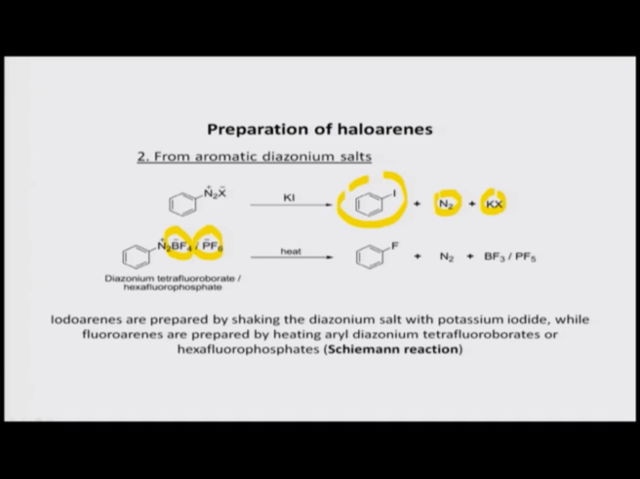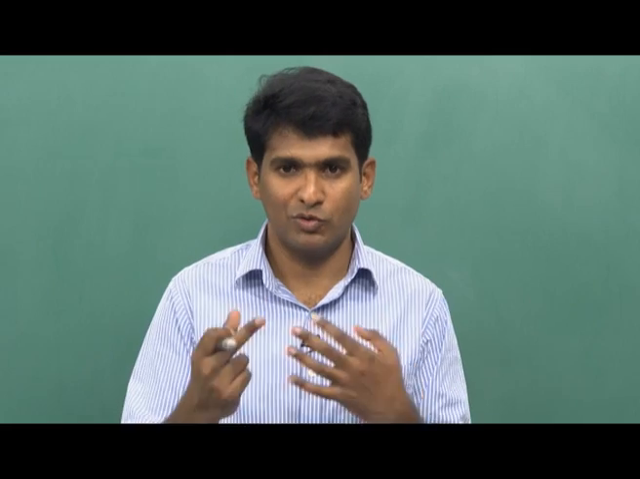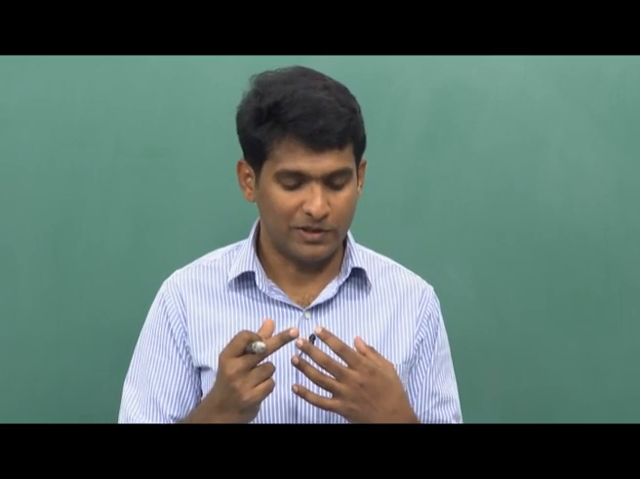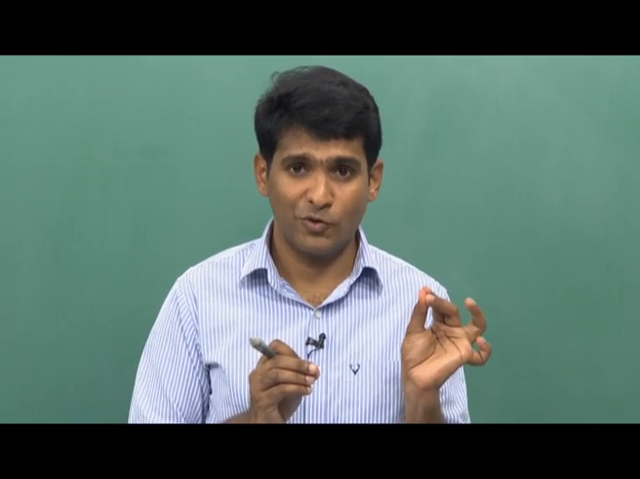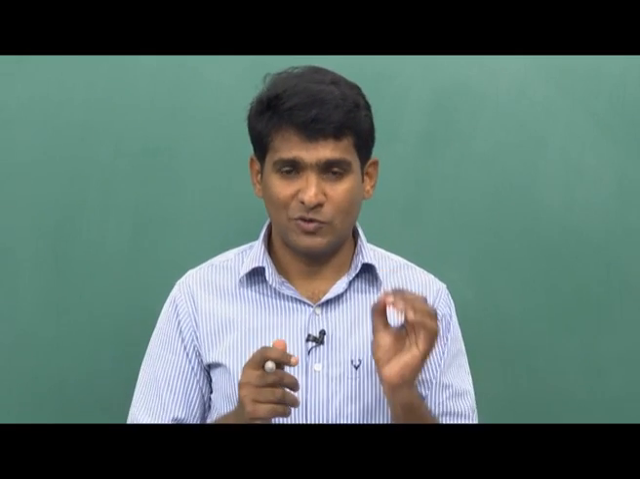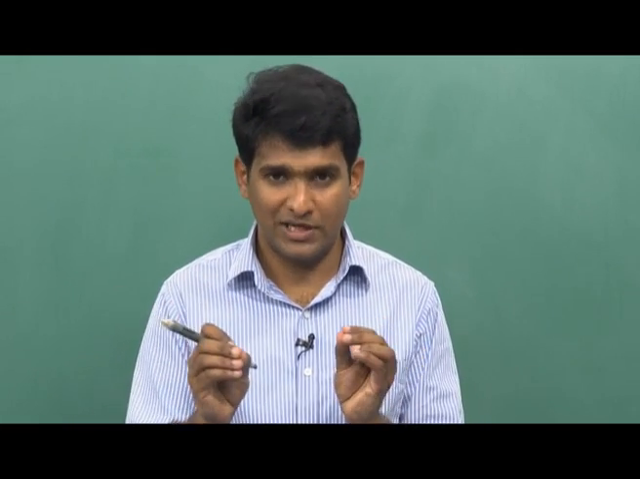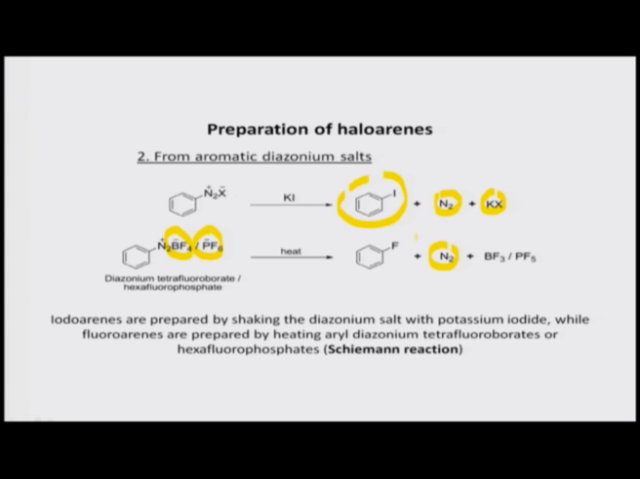So, these are boron and phosphorus salts where one extra fluorine is attached to both boron and phosphorus, giving us the anionic species BF4 minus, which is called tetrafluoroborate, or PF6 minus, which is hexafluorophosphate. When the diazonium salt has these anions as the counter anions, once we heat them, a nitrogen molecule is liberated from the species, and while that happens, the extra fluorine atom attached to boron or phosphorus gets added on to the aryl cation, giving us fluoroarenes.